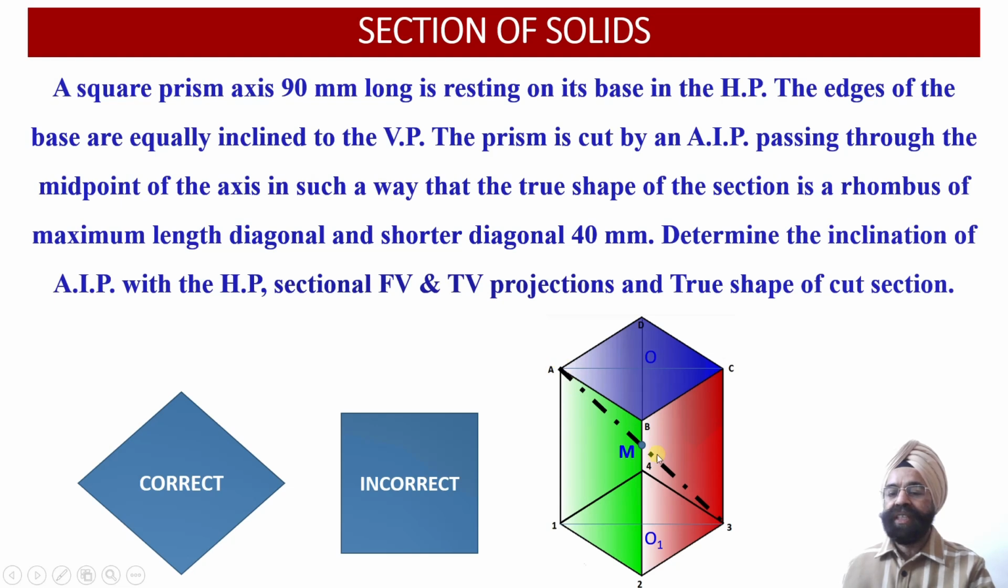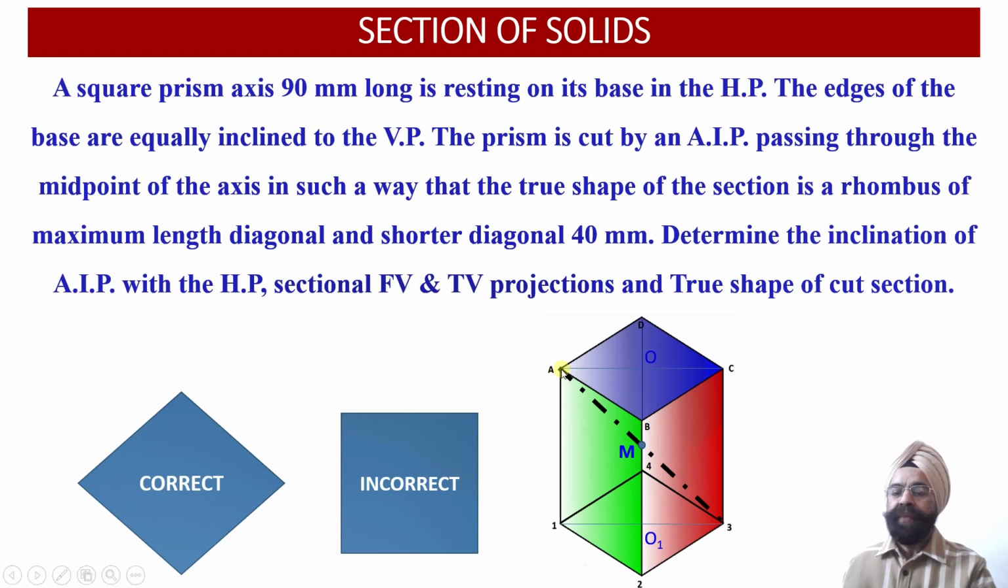Why? Because this length, joining the points A and 3 of the top face and the bottom face, will provide us with the maximum length corresponding to the major diagonal of this rhombus. So this dimension, joining points A and 3, will be represented as the major diagonal of the rhombus, which will be the diagonal of maximum length.